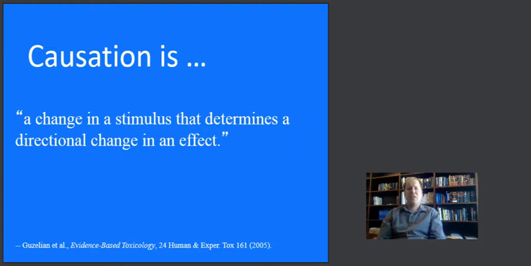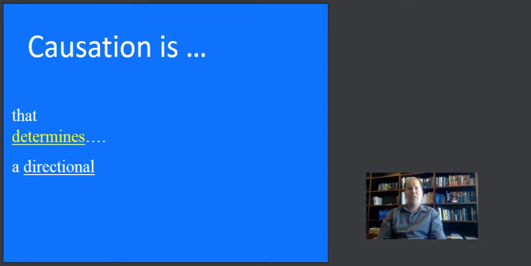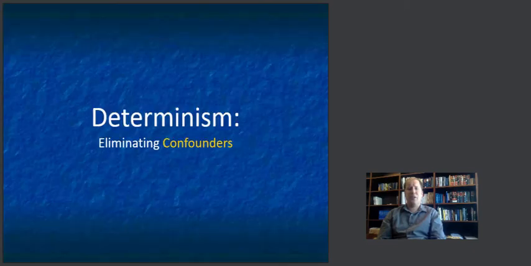What is causation? Causation is a change in a stimulus that determines a directional change in an effect. And thus far we've dealt with these issues head on, talking first about phenomena and how we know in fact that a stimulus or an effect exists, trying to dispel or control for illusions. We also in the last class talked about directionality, being on the lookout for reverse causation. But today we turn to the third element of causation, determination. Or, in other words, we're going to be looking at the issue of trying to control for confounders. Let's get started.